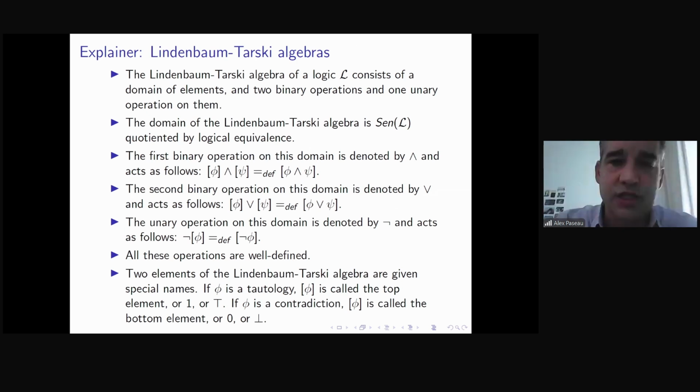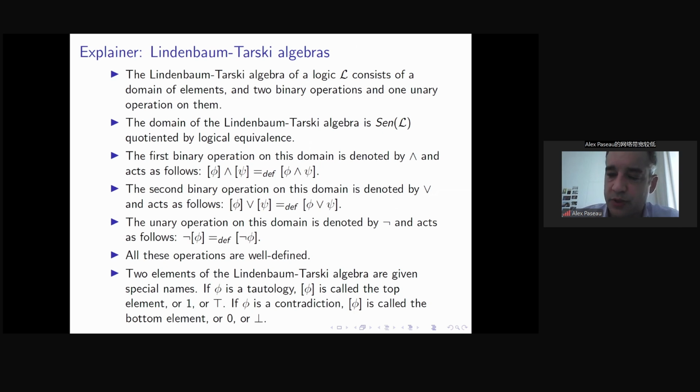So the Lindenbaum-Tarski algebra of a logic consists of a domain of elements, two binary operations and one unary operation. The domain is just the sentences quotiented by logical equivalence. Whatever we're assuming, we've got a consequence relation on the sentences of that logic, and we quotient them by logical equivalence. So in the case of propositional logic, for example, P is in the same equivalence class as P and P, which is also the same equivalence class as P or P, and so on. Those are all logically equivalent, and therefore they are in the same equivalence class.